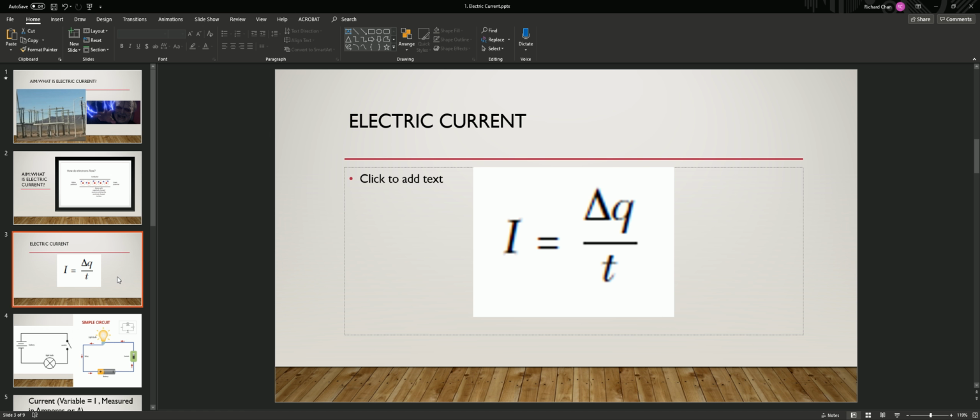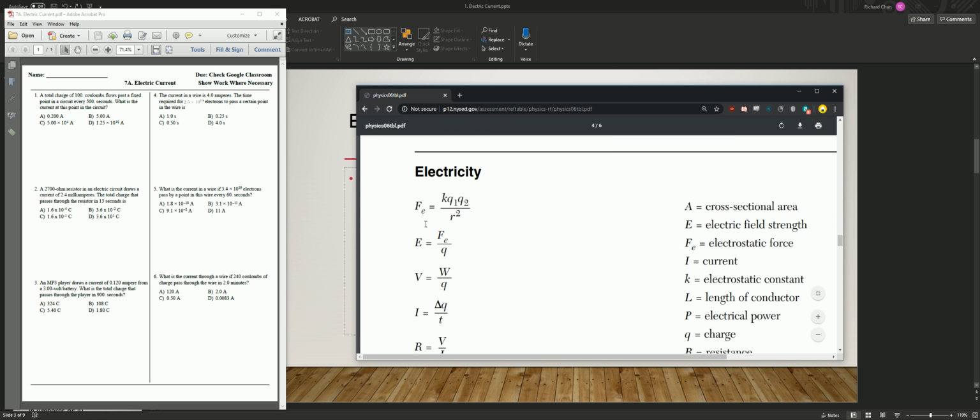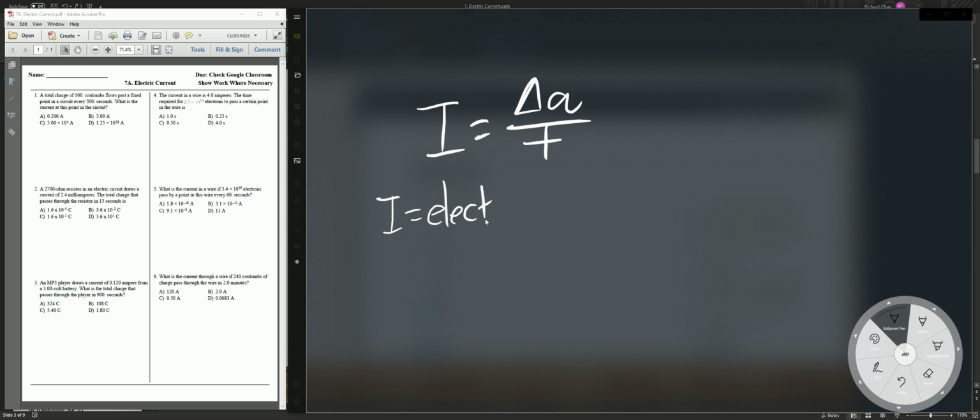And how do we measure electric current? There's a formula for that right here on your reference table. Where is your reference table? It's on the electricity page. This I is delta Q over t. So I is delta Q over t, and I is electric current.